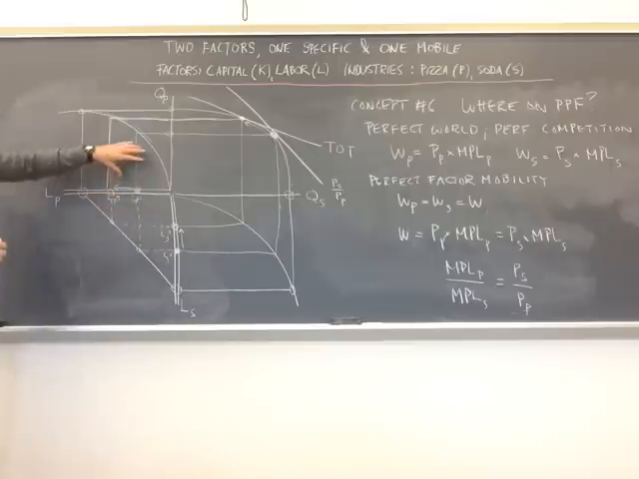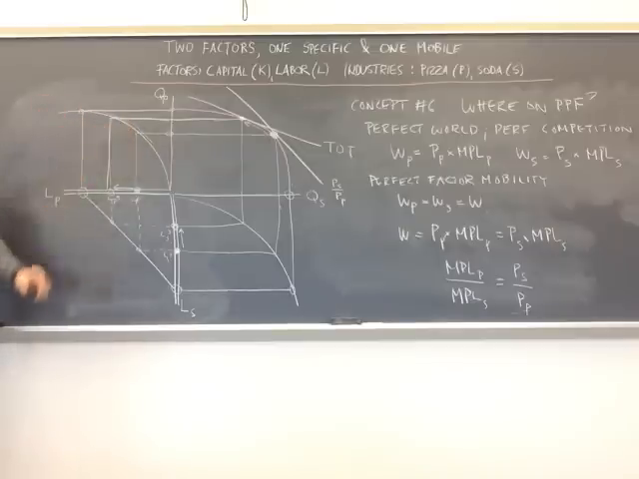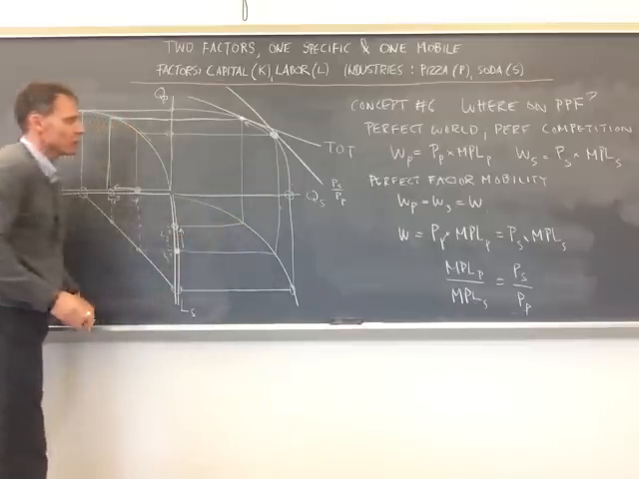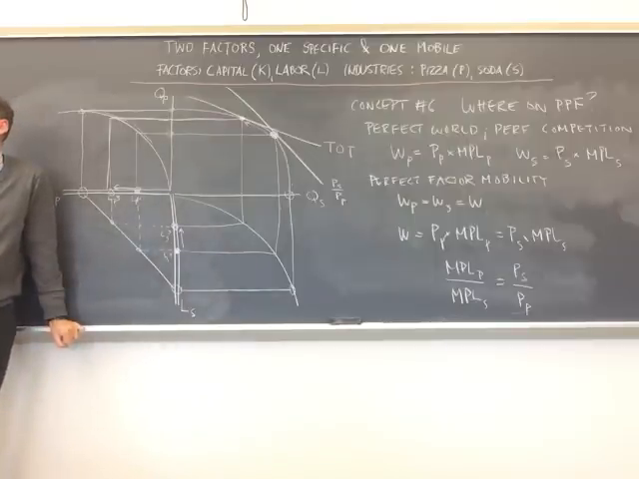At the same time, by the law of diminishing returns, if you have more workers working the same amount of capital, because capital is fixed here, you can see that the marginal product of capital is going to increase. Capital becomes more productive if there are more workers working it. So the marginal product of capital in the pizza industry is going to go up. But if you have fewer workers working the capital in the soda industry, the marginal product of capital in the soda industry is going to go down.